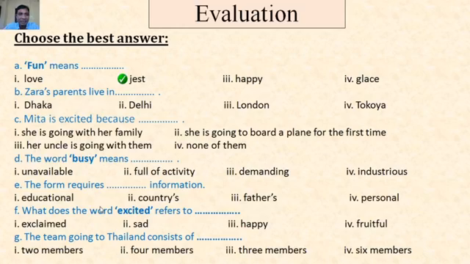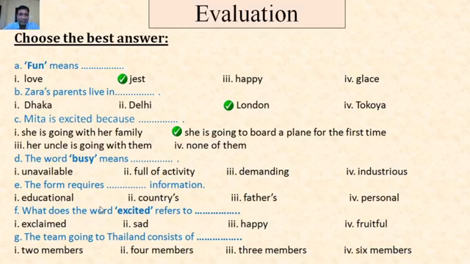B. Jara's parents live in Dhaka, Delhi, London, Tokyo. Yes, the best one is London. C. Mita is excited because she is going with her family, she is going to board a plane for the first time, her uncle is going with them, none of them. Yes, you all are right. It is number 2. She is going to board a plane for the first time.